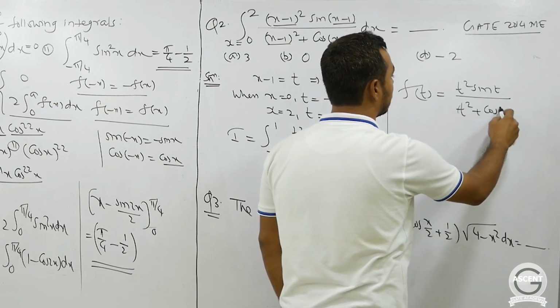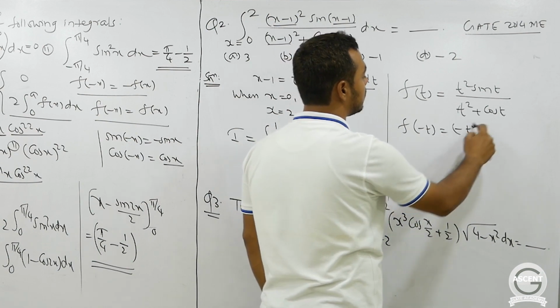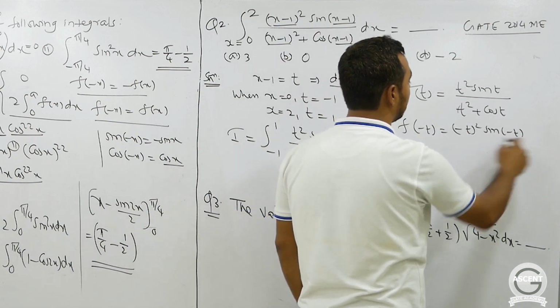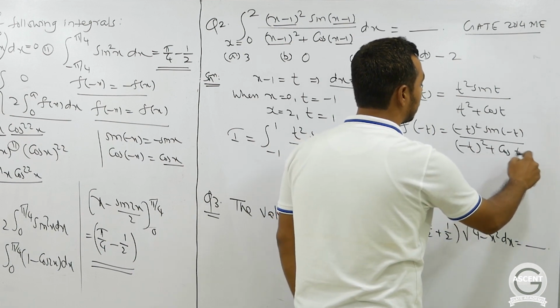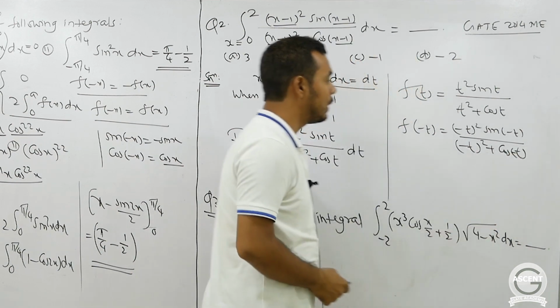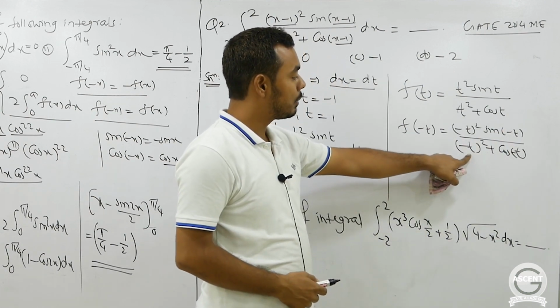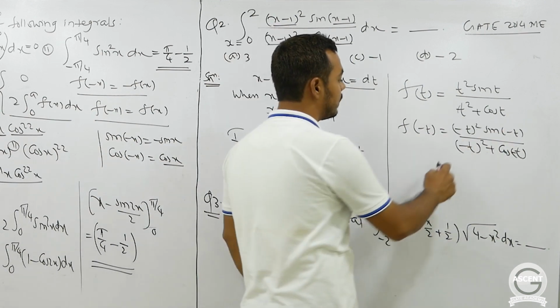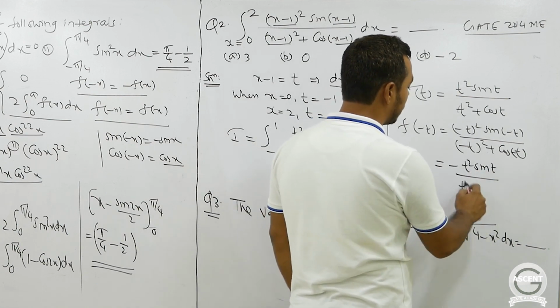Now if your function f of t is t square sin t by t square plus cos t, then you can easily see that f of minus t will be minus t square sin of minus t by minus t square plus cos of minus t. Now we all know that cos minus t is cos t, sin minus t is minus sin t, and minus t square will become plus t square. So finally you can see that you will get this function, right?